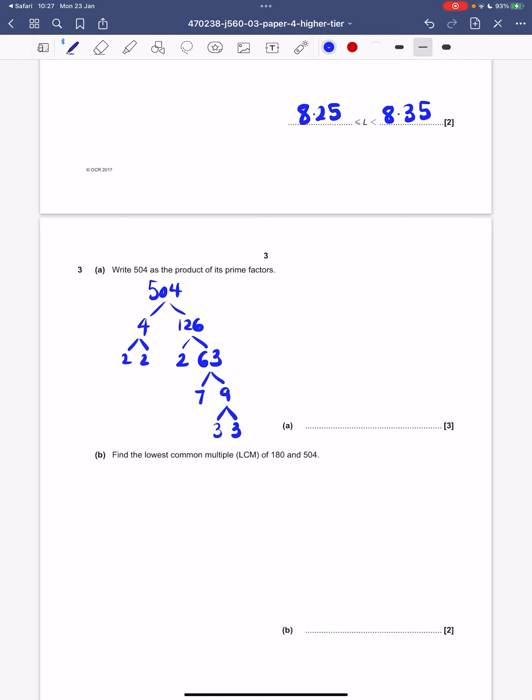So putting all this together, we've got 2 cubed, 3 squared, and a 7. So it's 2 cubed times 3 squared times 7. I'll check that on my calculator. 2 cubed times 3 squared times 7 does equal 504.